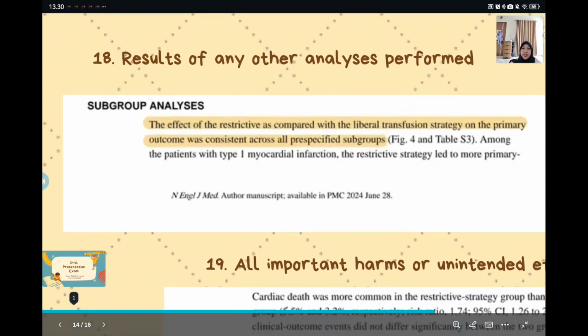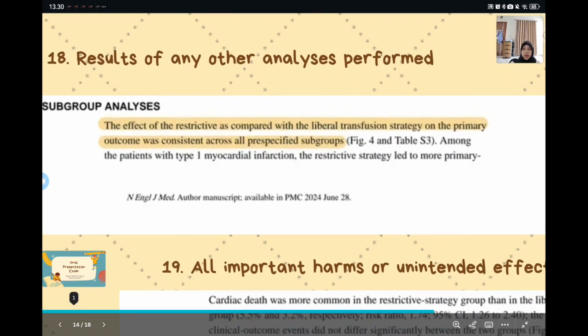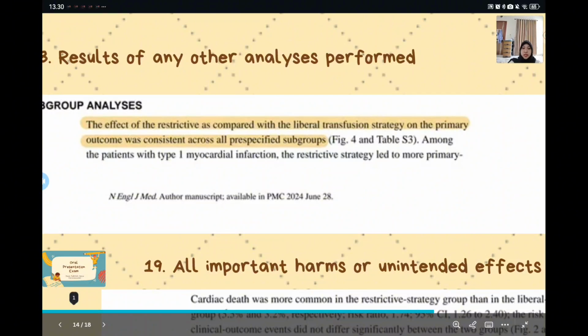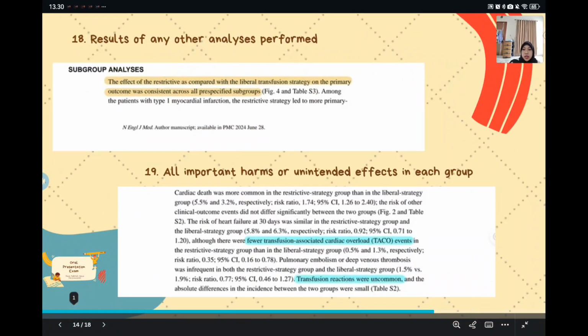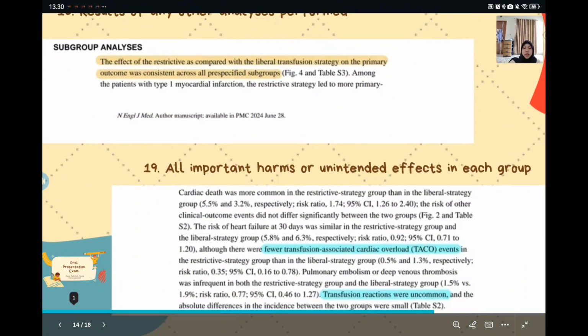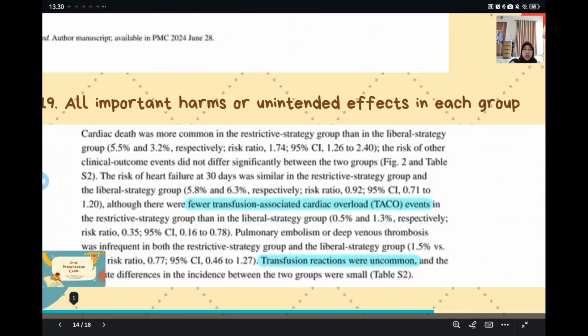So, result of any other analysis performed, the effect of the restrictive as compared with the liberal transfusion strategy on the primary outcome was consistent across all pre-specified subgroups. And it shows all important harms or unintended effects in each group.